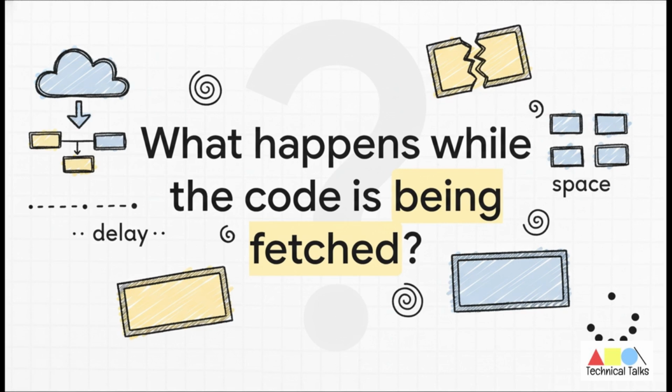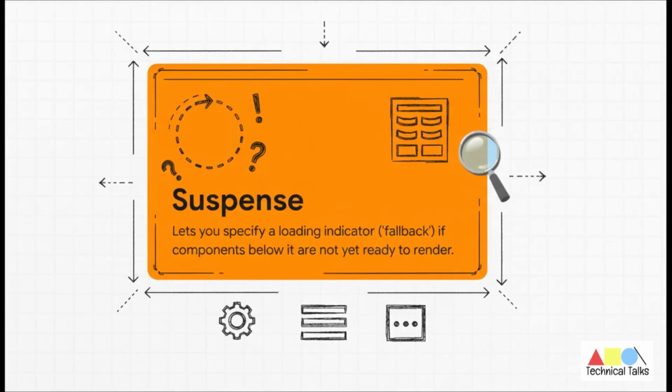We need something. And that something is Suspense. It's the other half of our dynamic duo. Think of it like a safety net. You just wrap your lazy component inside of Suspense and you give it a fallback. That fallback can be anything: a loading spinner, a cool skeleton screen, whatever you want. Suspense is smart enough to automatically show that fallback UI whenever the component inside it isn't ready to render yet.